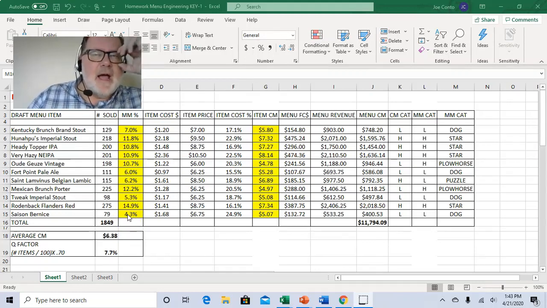So I would keep these things in mind when I'm figuring out what to do with these different beers. Not only whether or not they are a dog or a star or a plow horse, but how much of a dog or a plow horse or star they might be. So we're going to keep both these things in mind when we're talking about dogs and stars and plow horses.